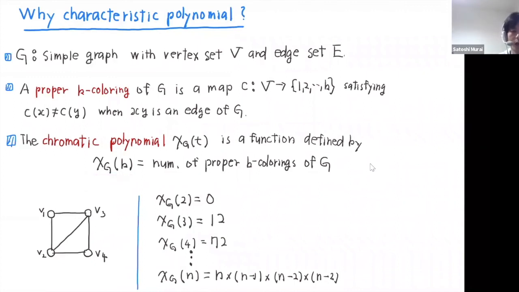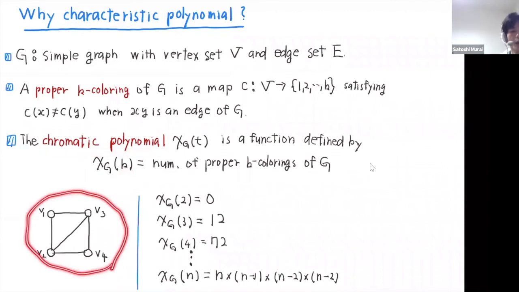So this chi_G just counts the number of k-colorings of G. I say that this is a function, but it is known that this becomes a polynomial in k. So this is usually called the chromatic polynomial. So here is some example.